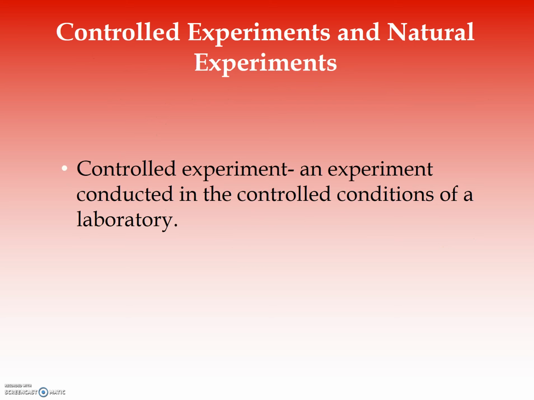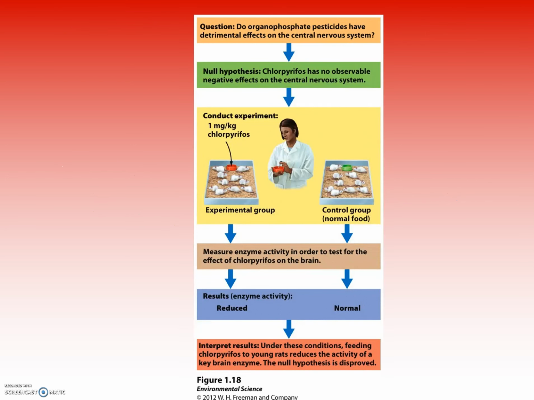Controlled experiments are experiments done in the controlled conditions of a laboratory. That's sort of what we're very familiar with. This was a controlled experiment with chlorpyrifos. It was looking at a pesticide, and does it have effects on the central nervous system? The null hypothesis is that chlorpyrifos has no observable negative effects on the central nervous system.